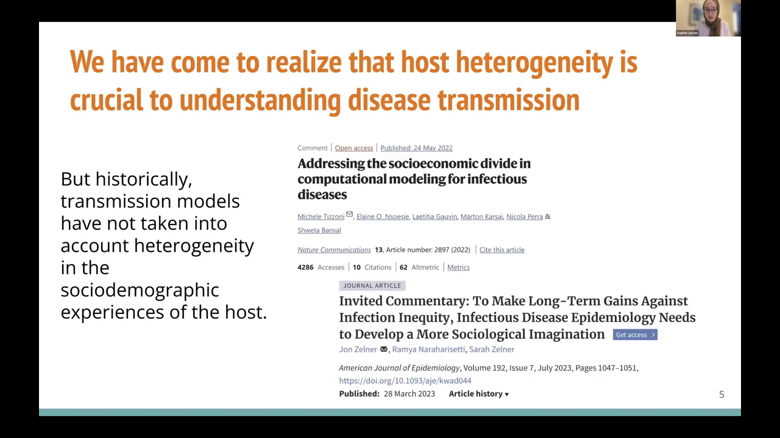But historically, transmission models have not necessarily taken into account heterogeneity in the sociodemographic experiences of the host. So I've put a couple of papers here that I found particularly inspiring, as I was starting my PhD and getting more into these projects. There's really a socioeconomic divide in computational modeling, and I really like John Zellner's commentary. To make long-term gains against infection inequity, we have to develop a more sociological imagination.